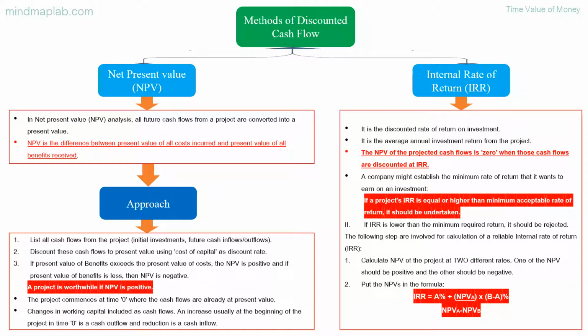The following steps are involved for calculation of a reliable internal rate of return, IRR. Calculate NPV of the project at two different rates. One of the NPV should be positive and the other should be negative. Put the NPVs in the formula.